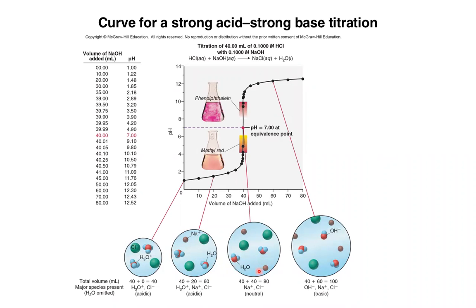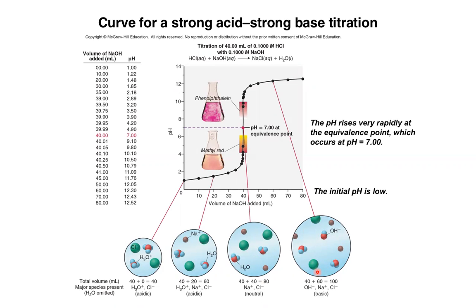Then at the equivalence point, where we have equal moles of added sodium hydroxide and originally present acid, we end up with no acid or base, no hydronium and no hydroxide present in solution. We only end up with water, chloride anions, and sodium cations. And then this is our solution here. We have hydroxide, water, and our different cations and anions.